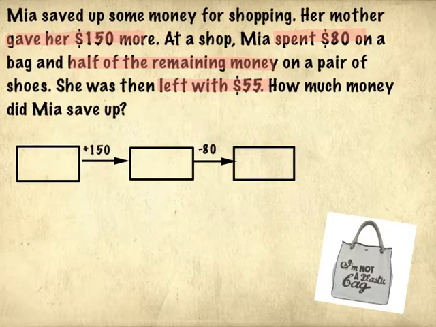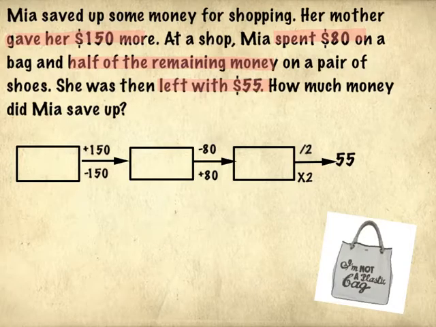Next, she spent half of the remaining money. To find half, I need to divide by 2. Hopefully you recognize that that slash is a symbol for division as well, so divided by 2. This time I do know how much she has. After she spent half of the remaining money, she was left with $55. So to find out what goes in this first box, which is what I want to know, how much money did Mia save up, I'm going to reverse those operations. You can see I've put in the opposite. The opposite of dividing by 2 is multiplying by 2. The opposite of taking 80 away is adding 80. And the opposite of adding 150 is taking 150 away.